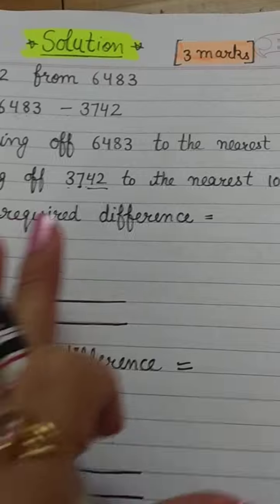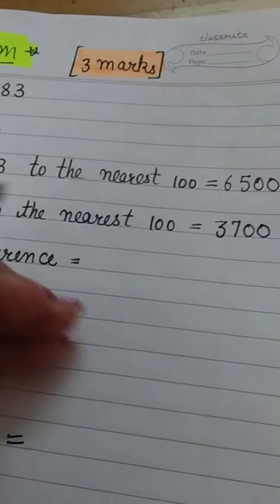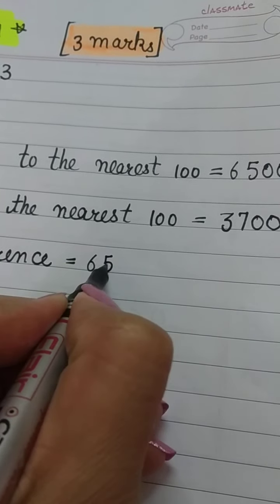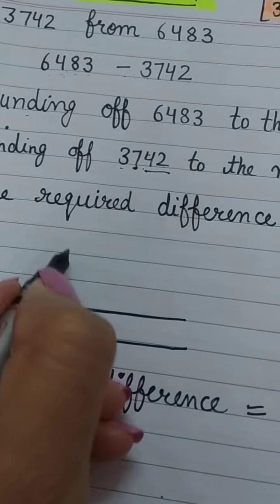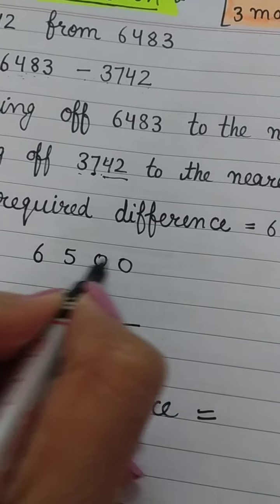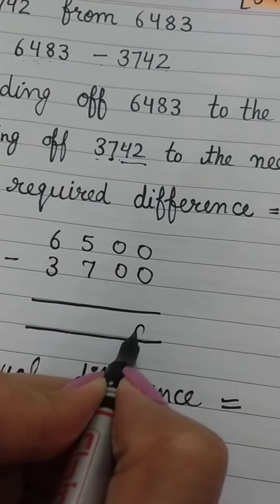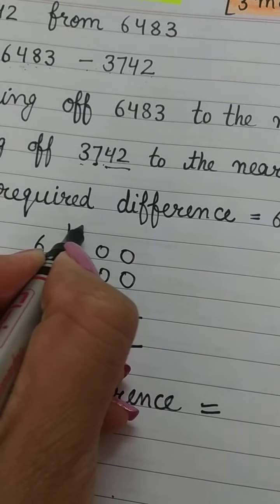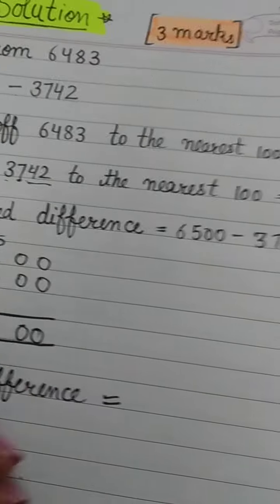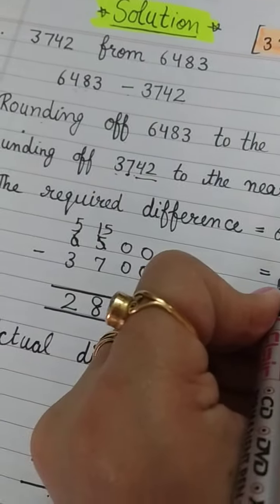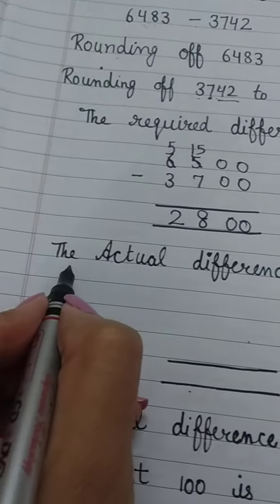In the first step we do this. Next, we have to find the required difference. It is 6,500 minus 3,700. We will do the subtraction here. 0, 0. It will take borrow and give borrow. It will become 8 and 2. So our required difference will be 2,800.